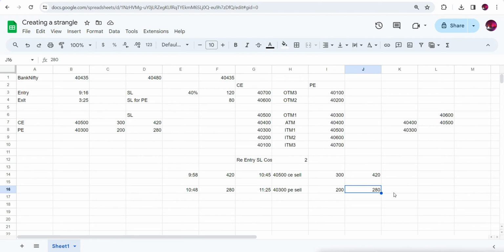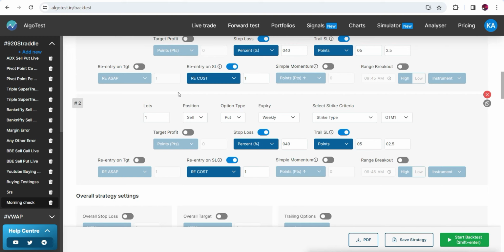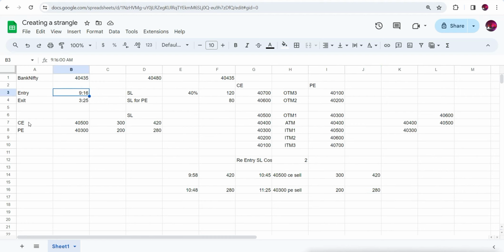So traders, as we have discussed the re-entry at cost feature, now we will discuss the re-entry at cost reverse feature. What it does is it simply reverses our position while entering. Let me explain with a simple example. For example, in the morning at 9:16, it sold call and put 4500 and 4300 at 300 rupees and 200 rupees, and stop loss will be 40% same: 420 is the stop loss for CE and 280 for PE.